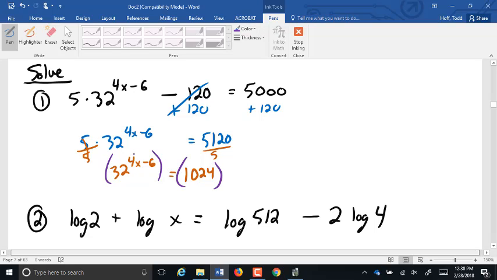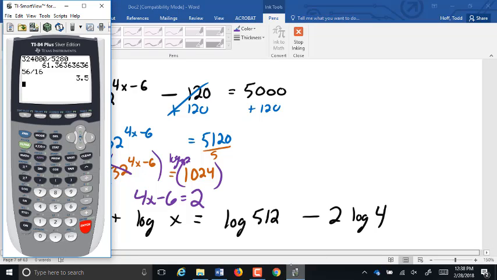To get rid of 32 to the power of something, you do log base 32. Log base 32 cancels out the 32. You've got 4x minus 6. What is log base 32 of 1,024? It's 2. 32 squared is 1,024, but the way we would find that on our calculator is log of 1,024 divided by log of that base, log of 32. Gives us 2.